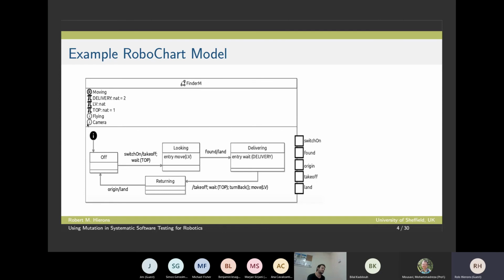So here's a simple example of a system that is initially in a state off. If it's switched on, then it takes off, and then waits a certain period of time to take off properly. It moves until it finds the things it's looking for, lands, delivers some items, which takes time, takes off, and essentially returns, and then lands where it came from. And then it can repeat that behavior.